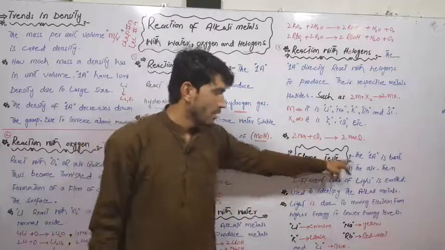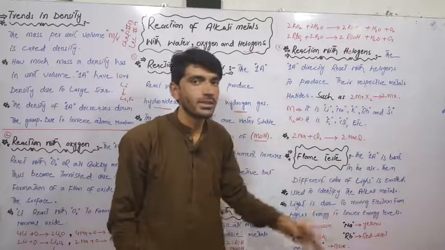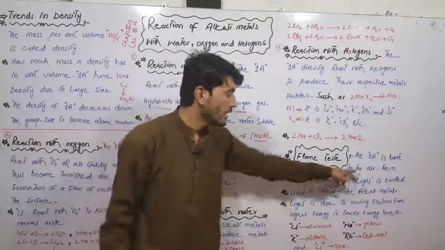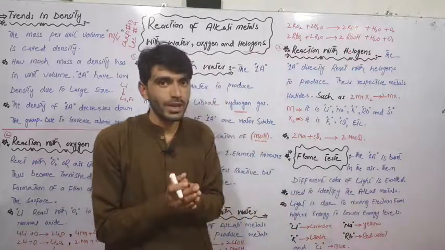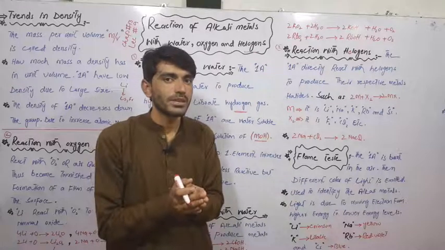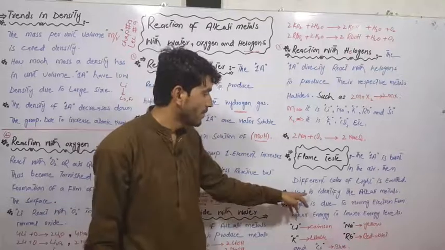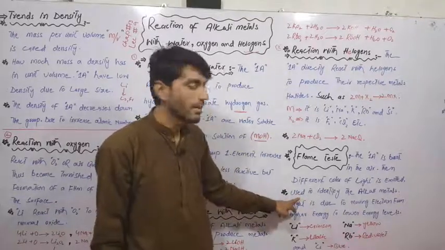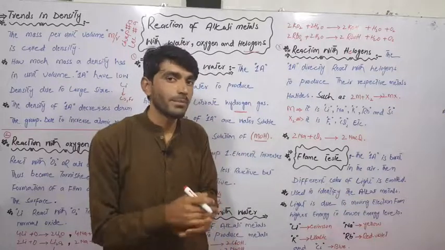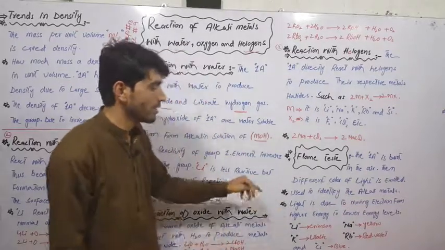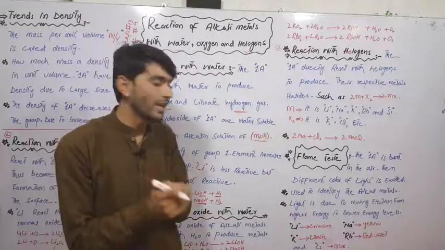The flame test also applies to the first A group. Whenever the first A group metals are burnt or heated in air, a different color of light is emitted. Clear? Different colors. So the test used to identify alkali metals is called the flame test. Clear? It is called the flame test. So different colors are emitted whenever we burn or heat them.